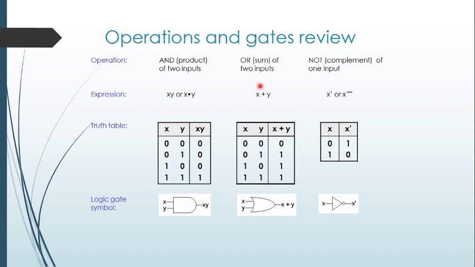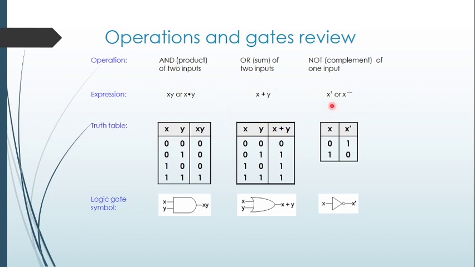For OR, what happens if any of the inputs becomes 1? If any of the inputs is at high level, the output will become high. It means the output will be 0 only if all the inputs are 0. Otherwise, if any input is 1, the output will become 1.